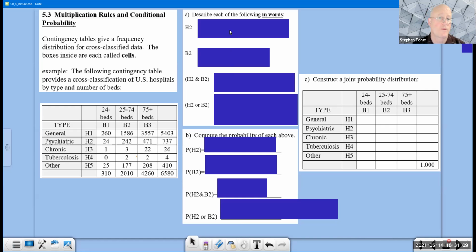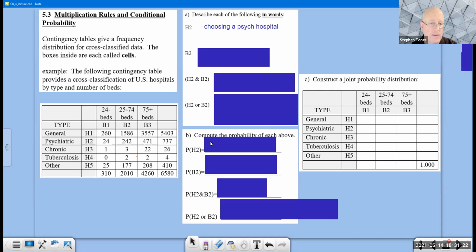So let's start here with describing H2. H2 means we're choosing a psychiatric hospital, and that's exactly what I've written over here. Now, if I move down to computing the probability of choosing a psychiatric hospital at random from all of the hospitals, that will be this 737 that you see there out of the 6,580 in the bottom right corner. I could reduce the fractions or put them in decimal form, but for right now, I'm going to keep it in this format so that you can see specifically where these numbers come from inside of those tables.